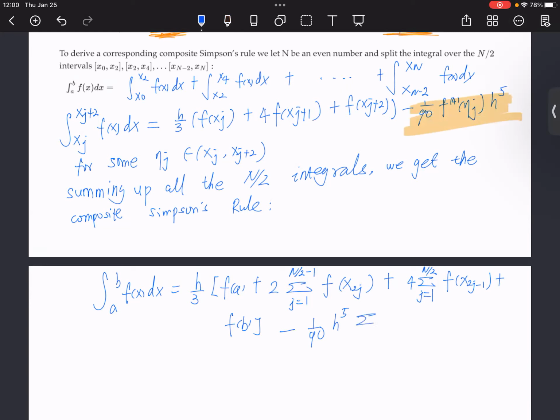And sum up all the things here, and then it should be, let me see, what do I have in the sum here? We have n/2 terms here, and j equals 1. Am I right? Yes, I'm right. And so we have f⁗(eta_j).